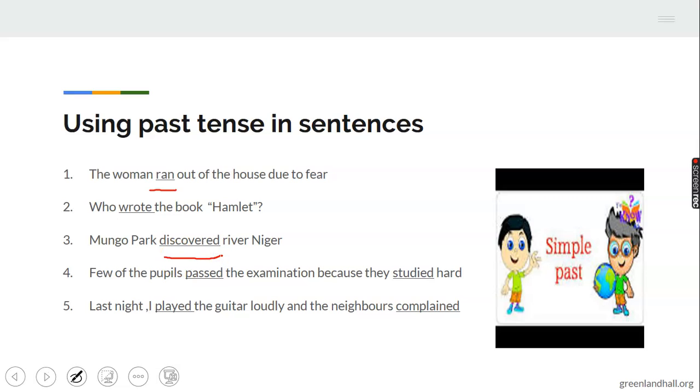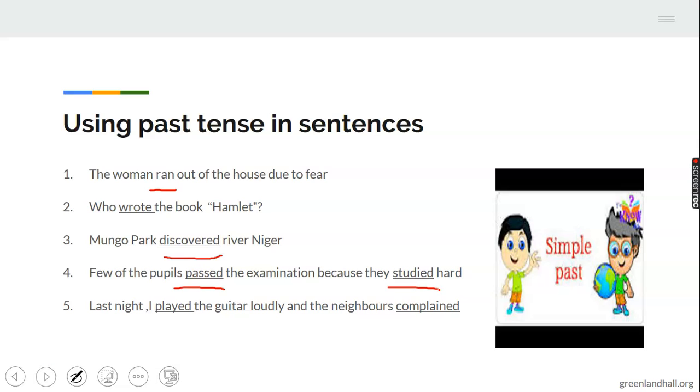Few of the pupils passed the examination because they studied hard. You can see I have two past tenses used in that sentence, and they have been underlined. We have passed and studied. Can you see it? Good.